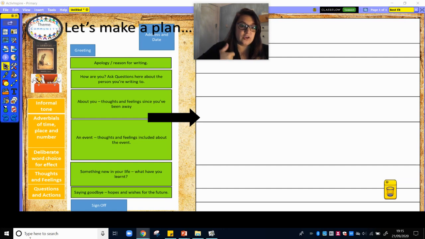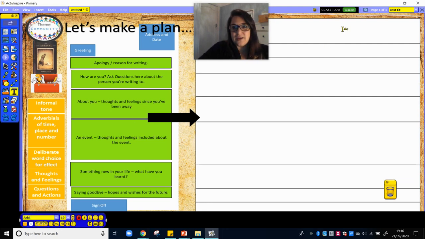That informal tone, the adverbials of time, place, and number, the deliberate word choice for effect, making sure that we know whether we want our reader to feel positive or negative in there, our thoughts and feelings, and including questions and actions. So we can use this as a bit of a tick list for us. First of all, let's get some of the basics in place. So, address and date.